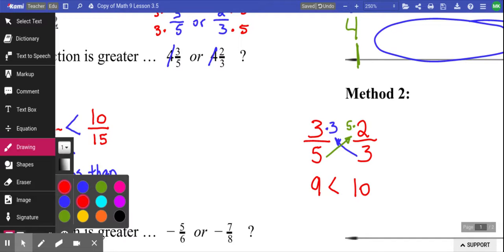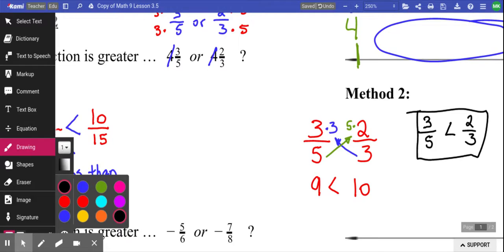9 is less than 10. That means 3 over 5 is less than 2 over 3. Yep. Like that one. And that works. And I know in Foxtrot, that's how most of your teachers would have done it, right? Cross multiply. Yeah. And that works.